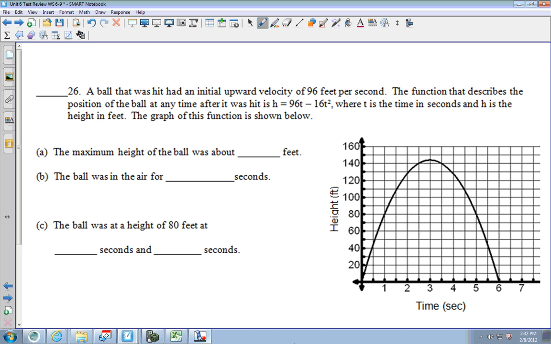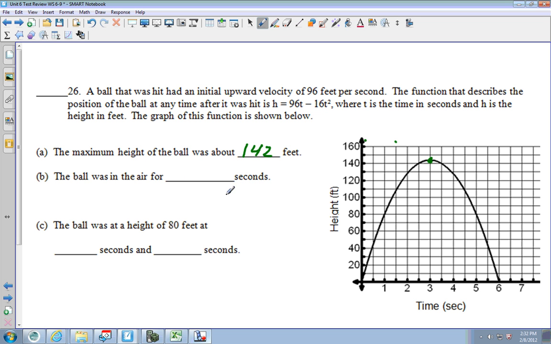It says the maximum height of the ball was about, well, maximum, let's go to the top of the parabola. Let's see if I can get my pen to work here. It is right here. It looks like it's in between 140 and 150. I'd say it's about 142, anywhere close to 140. It has to be above 140, but less than 150.